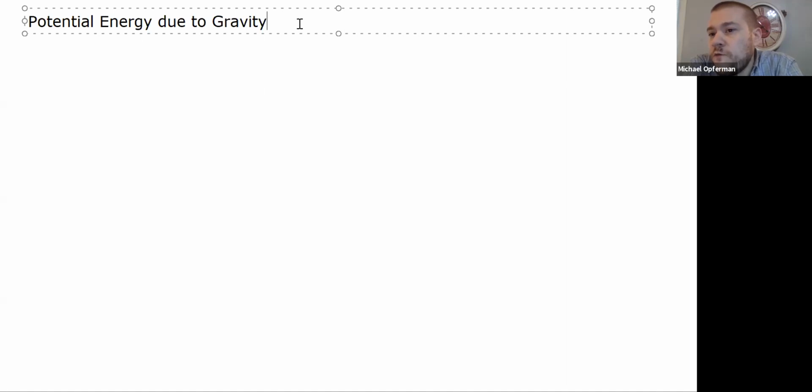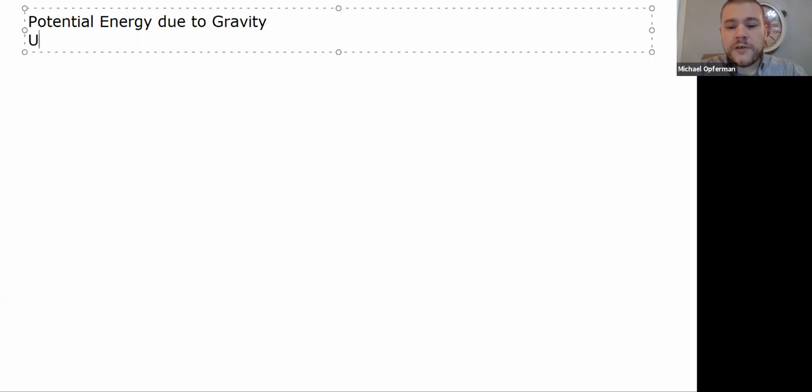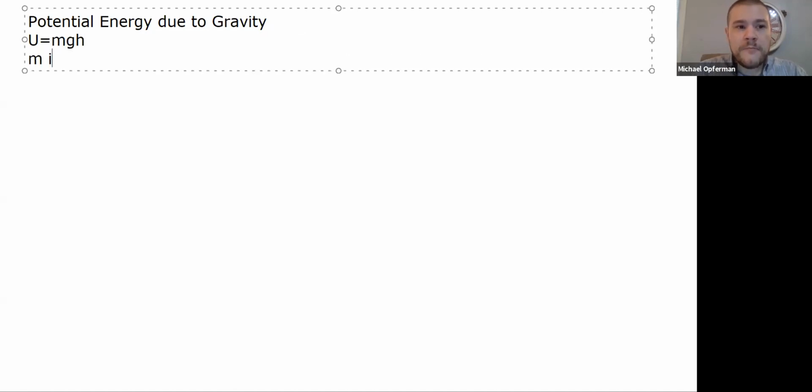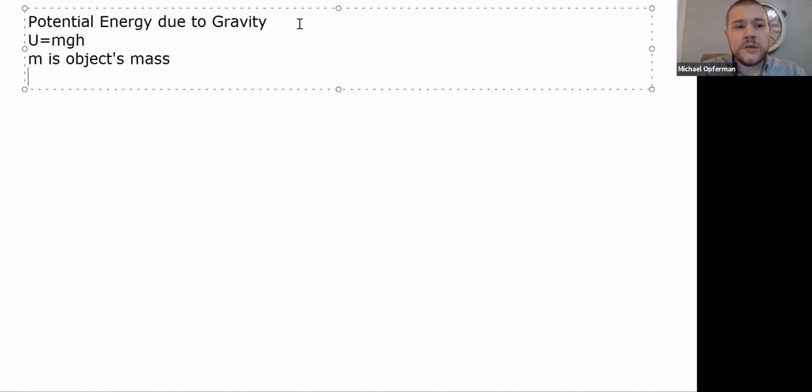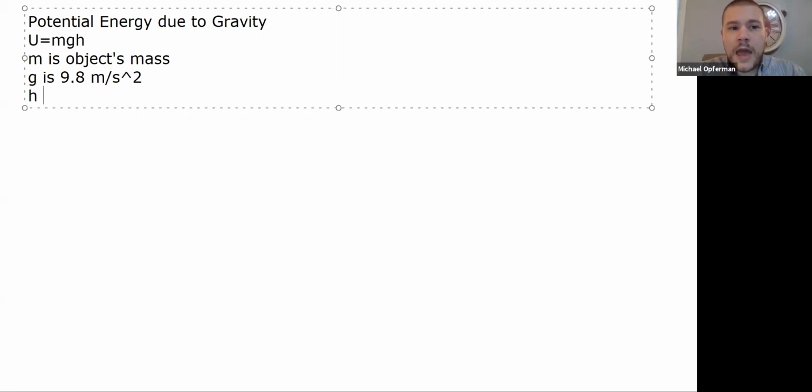So remember, the gravitational force is mg pointed downward. Correspondingly, the potential energy that is stored by gravity is given by a very simple formula. It's m times g times h. So m is the object's mass, g is good old 9.8 meters per square second, the gravitational acceleration, and h is the object's height above h equals 0.